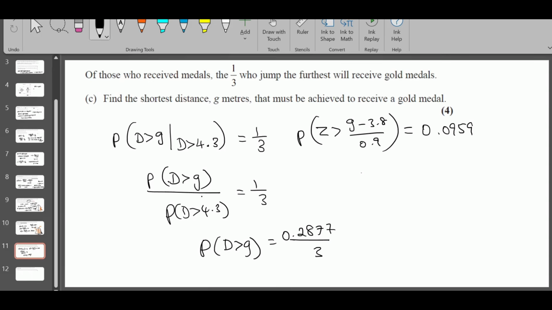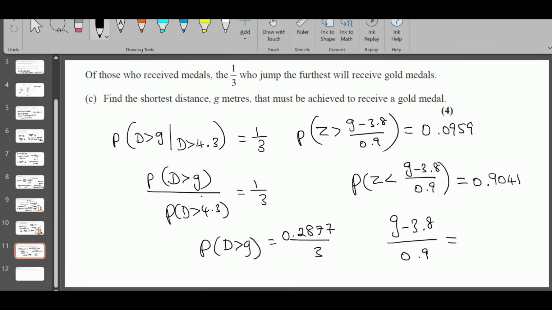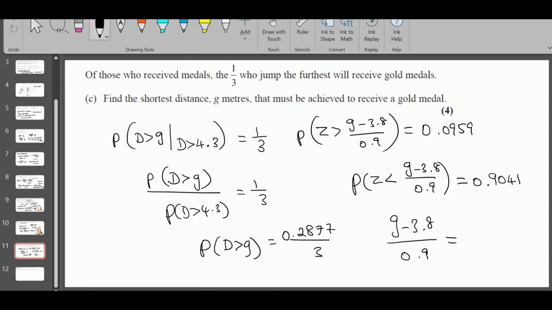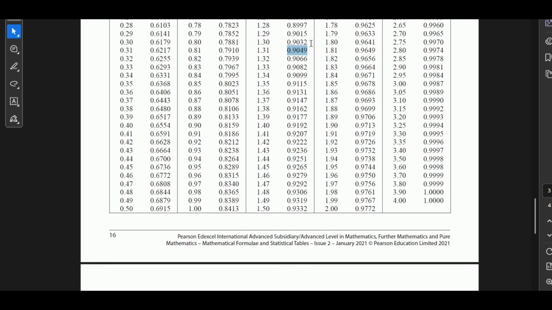So it's a positive number, Z is greater than. The area on the right hand side of a positive number is this. So the area on the left hand side of the positive number will be 1 minus this value, 0.9041. Therefore, G minus 3.8 divided by 0.9 is, use the table value. Look for 0.9041 or the closest value. We have 0.9049 here, 1.31. I'm going to use 1.31. That's the closest value, right? Because 1.3 is 0.9032, this is 9 units away. This is just 8 units away.